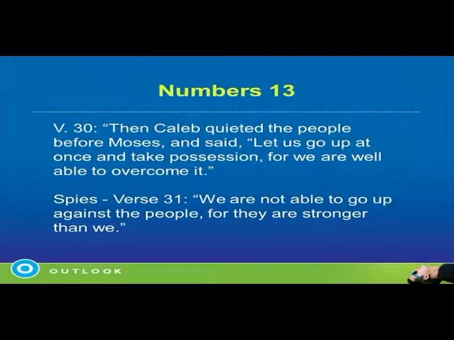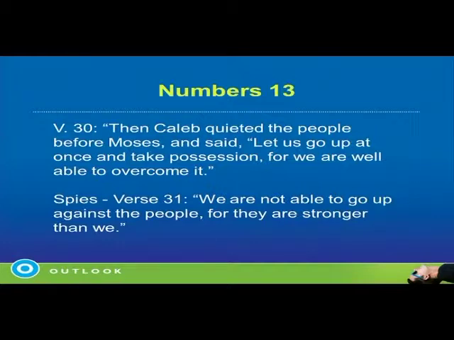Well, verse 30, they said, then Caleb quieted the people before Moses and said, let us go up at once and take possession, for we are well able to overcome it. Verse 31, we are not able to go up against the people, for they are stronger than we. And then this broke out into a major fight.